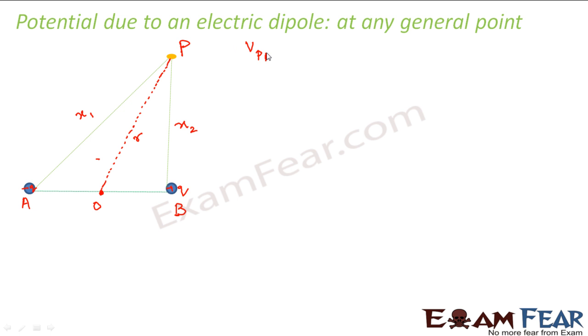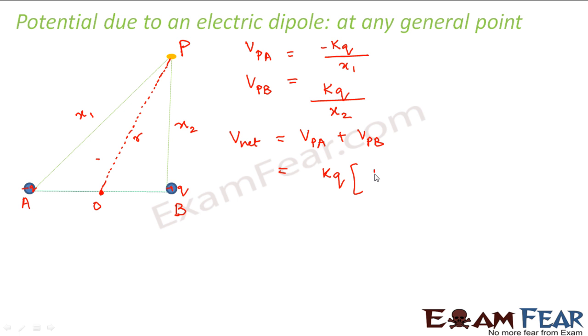Here also we will do the same thing. We will calculate the potential at P due to A, then the potential at P due to B. In the first case it will become K into minus Q divided by the distance of P from A, that is x1. For the second case, it will become K into Q divided by the distance of P from B, that is x2. Therefore, what would be the net potential? That will be equal to VPA plus VPB. So this will be equal to KQ into 1 by x2 minus 1 by x1, right?